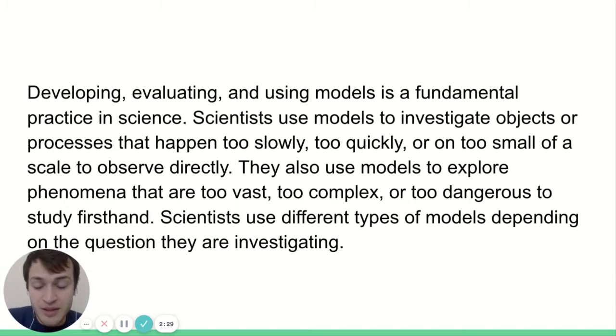So one important thing from this paragraph is that scientists use models anytime the thing we're studying is too big or too small, or it happens too slowly, too quickly, or it's just far too complicated for us to understand directly without using a model.